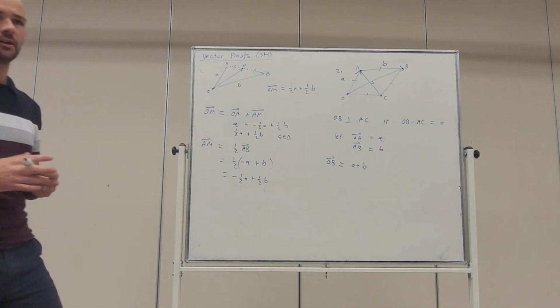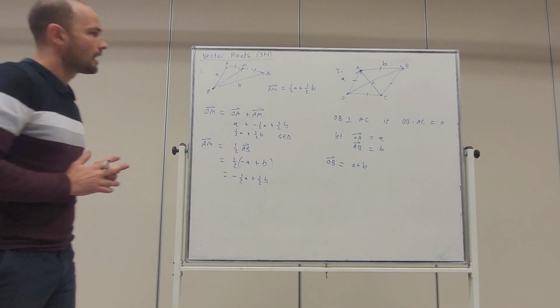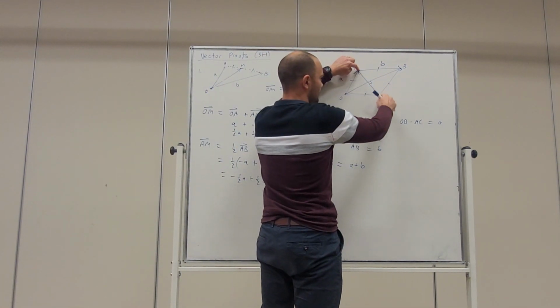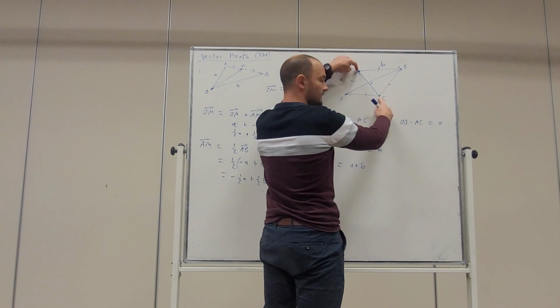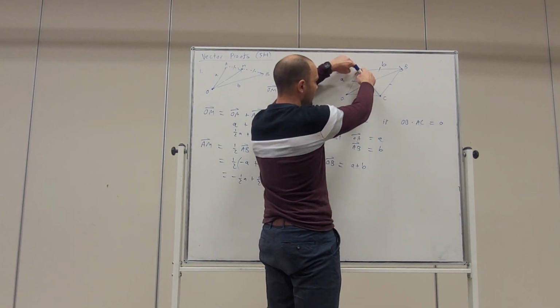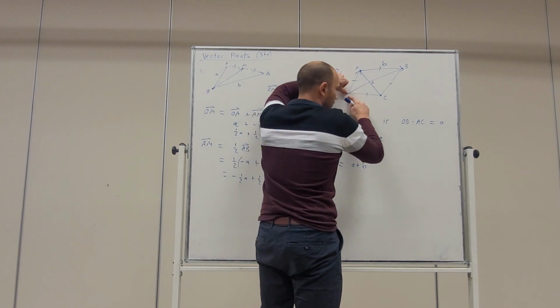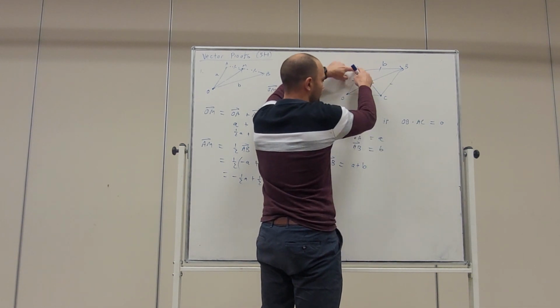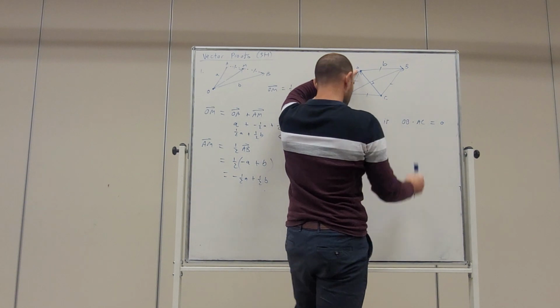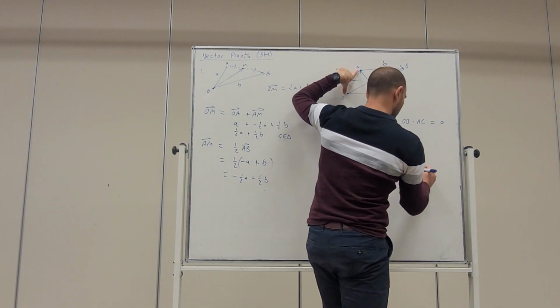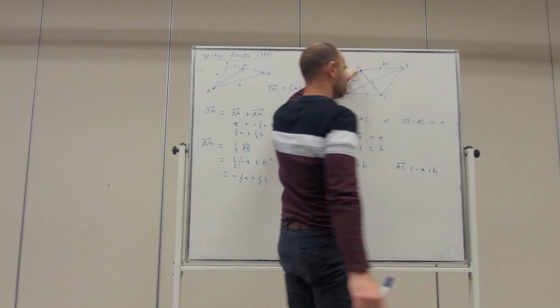Alright, so we've got vector OB. And we want to know vector AC, the vector from A to C. So starting at point A, I would go minus a and then plus vector b. Minus vector a plus vector b, that's going to be the vector from A to C. Minus a plus b.